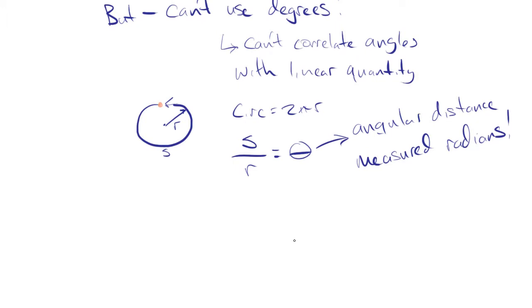This is really the reason that we use radians, because it allows us to relate an angular quantity to a linear quantity. That's something we're going to be doing time and time again when we're talking about rotational motion, going from rotational quantities to linear quantities and back again. So that's why we want to use radians.